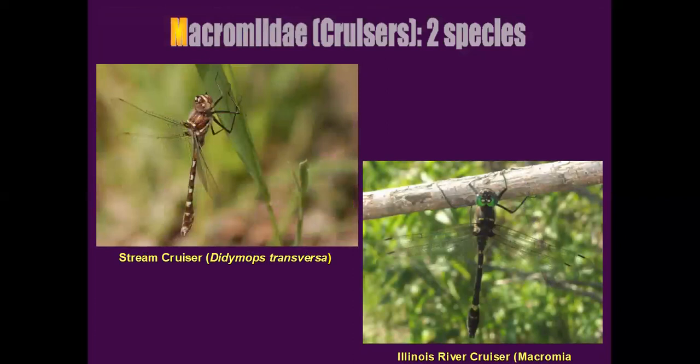The cruisers, or macromiids, include the stream cruiser and the Illinois River cruiser, also known as the Swift River cruiser. So that one was photographed along the southwest Miramichi. I'm trying to remember where it was, but it's near one of the famous fishing lodges. So anyway, that's the Swift River cruiser.